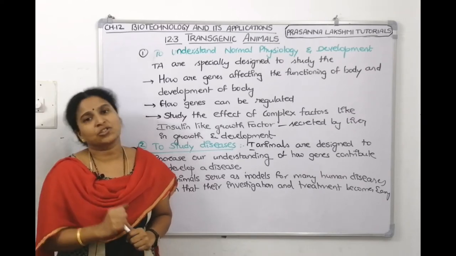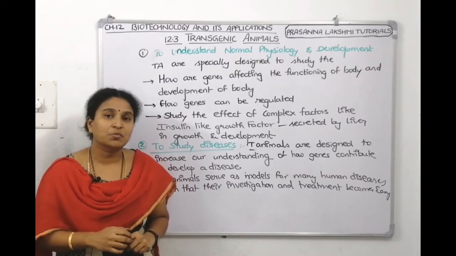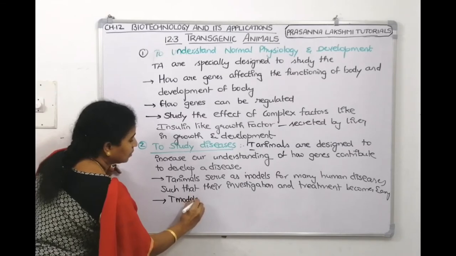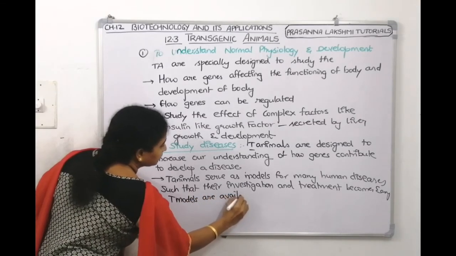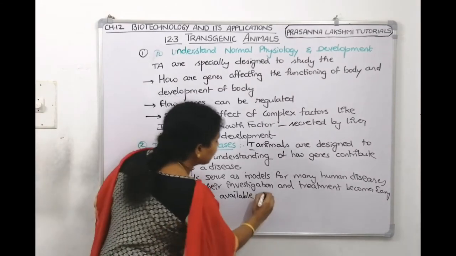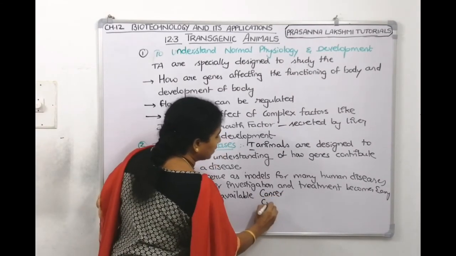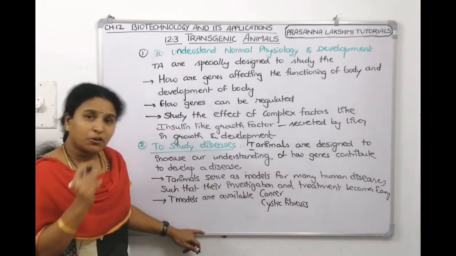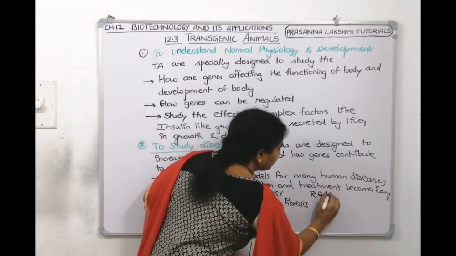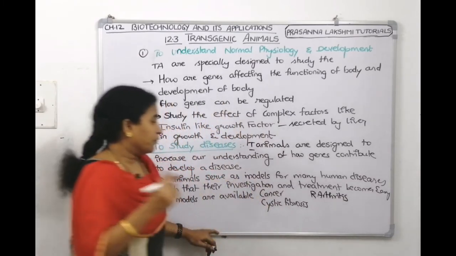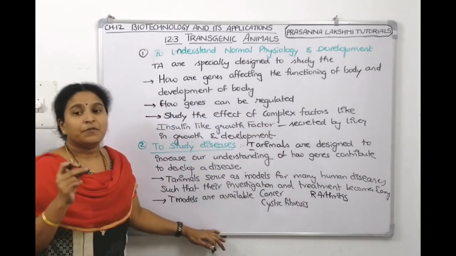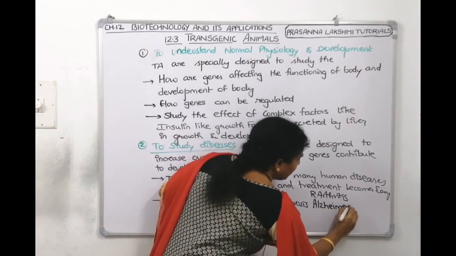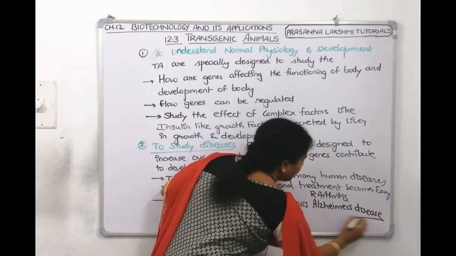Now, for how many human diseases are transgenic models there? NCERT says that transgenic models are available for diseases like cancer. We have an experimental animal for cystic fibrosis, we have an experimental animal for rheumatoid arthritis, and for Alzheimer's disease also, experimental models are there.